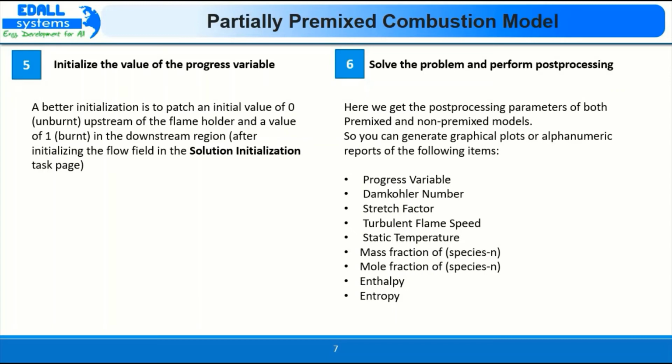While solving the problem, one has to carry out a cold flow simulation first, and then they have to go for the hot flow. Otherwise, they won't be able to patch proper values of C if both hot and cold flow simulations are solved at a single time. So even in post processing, here we can generate graphical plots or alphanumeric reports of the following terms. So here what all things we saw in premixed combustion model and non-premixed combustion model, same parameters we can analyze in partially premixed combustion model for post processing.